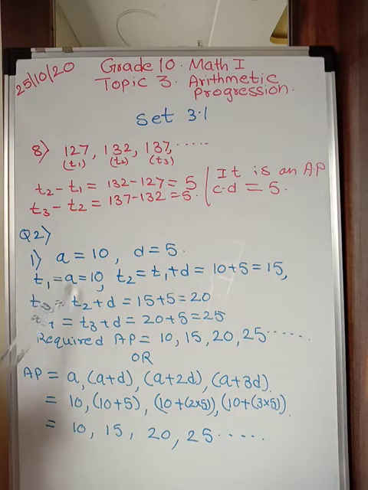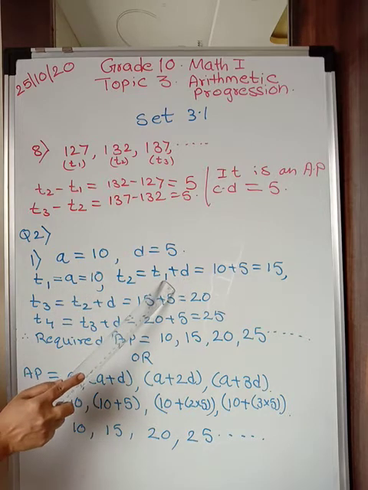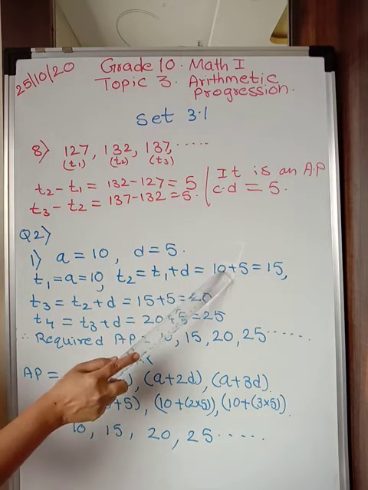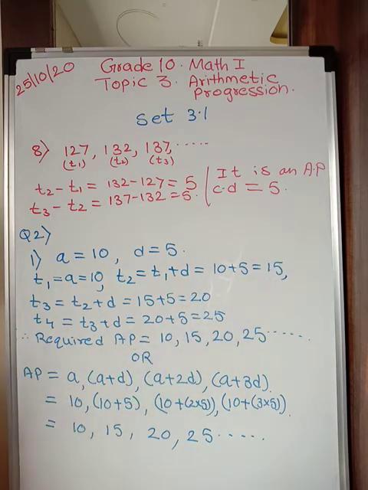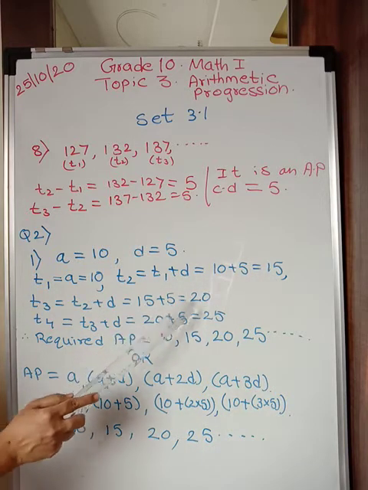First term T1 is A, which is equal to 10. How do you get T2? To the first term, you add the difference. So 10 plus 5, which is equal to 15. How do you get the third term? To the second term, you add the difference. What is the second term? We obtained 15. So 15 plus 5 will give you 20.